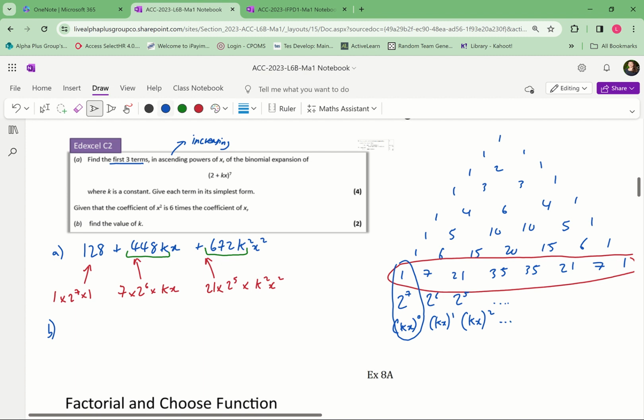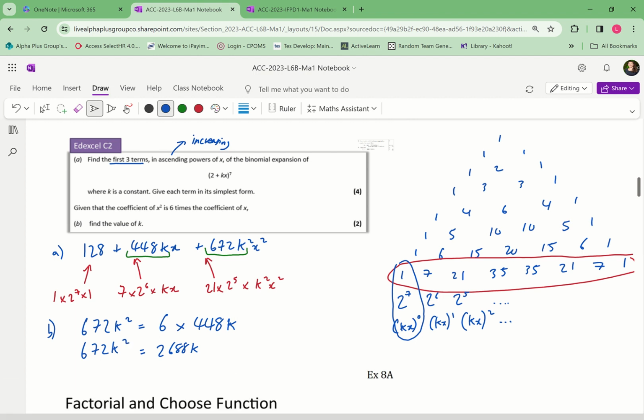So I can now form an equation and solve it and find out what k is. It's going to be a quadratic. You know they love hidden quadratics. Right, so 672k squared is equal to 6 times 448k. Let's just work out what that is. So 6 times 448 is 2,688k. Okay, and we now want to make a quadratic equal to 0 and solve this thing.